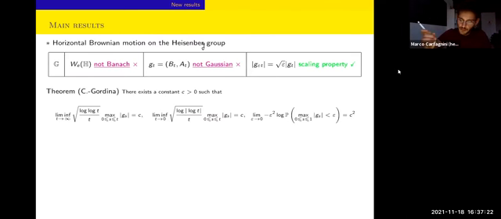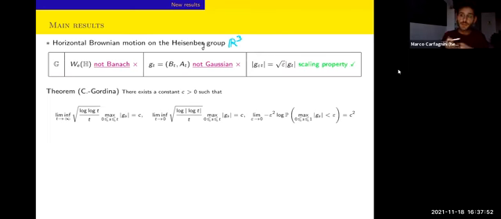So first of all, if you're not familiar with the Heisenberg group, think of it as being R^3. It's really just a non-abelian version of R^3. And again, it's a Carnot group, so there is a nice norm on this space. And the horizontal Brownian motion has a very explicit expression. Its first two components are just a standard Brownian motion, and its third component is the Lévy area of the first two.